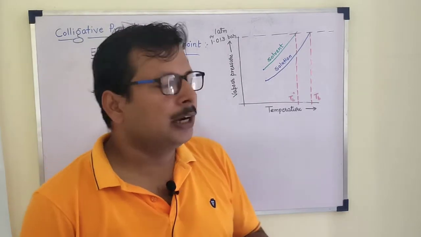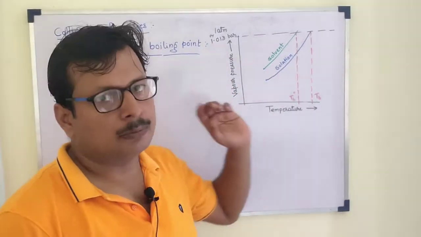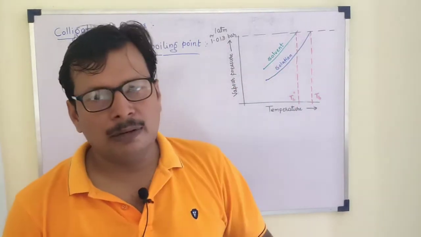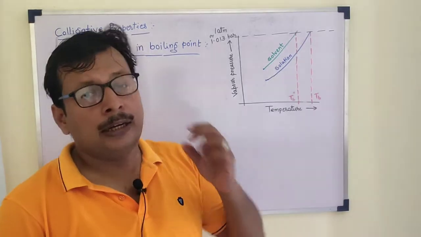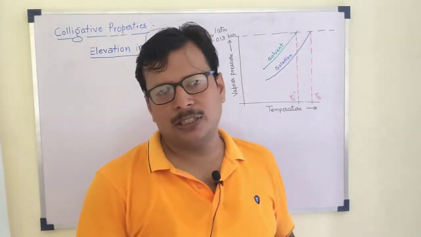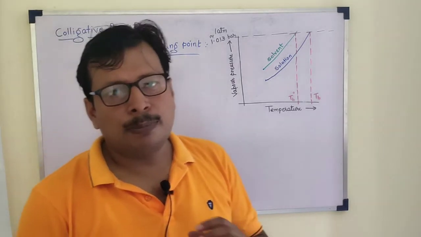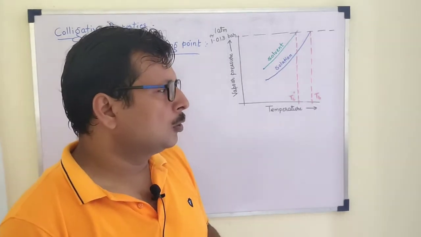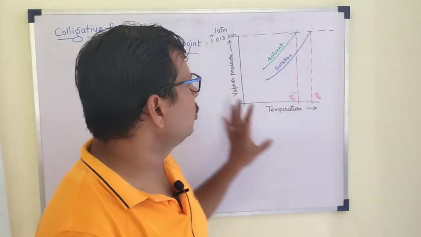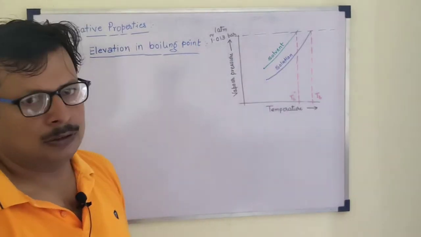First one is relative lowering of vapor pressure. Second one is elevation in boiling point. Then depression in freezing point, and then osmotic pressure. These are the main colligative properties. In the chapter solution, we will discuss about that. So today I am going to take this elevation in boiling point.